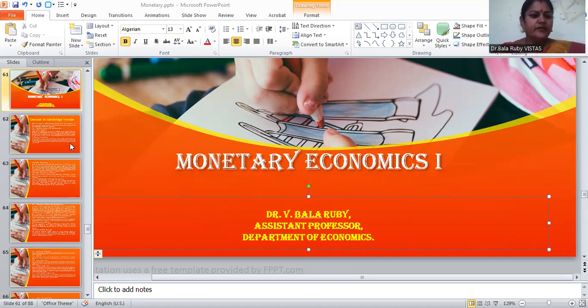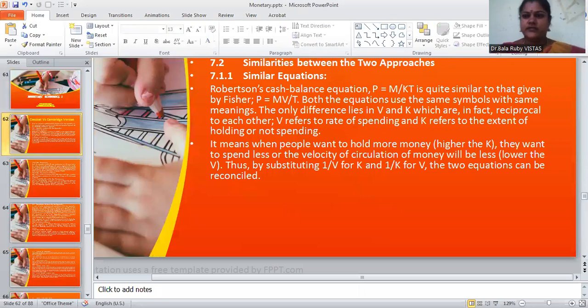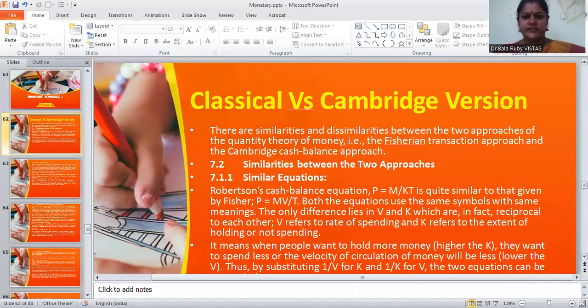In today's class, we are going to discuss the differences between the Fisherian theory as well as the Cambridge theory. So let us discuss the differences between these theories as well as a comparison. At the same time, there are some similarities also. So what are the similarities as well as dissimilarities we are going to discuss in today's class, right? First, let us concentrate on the similarities between these two approaches.